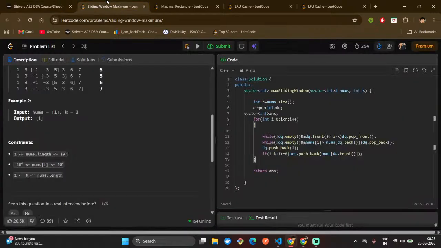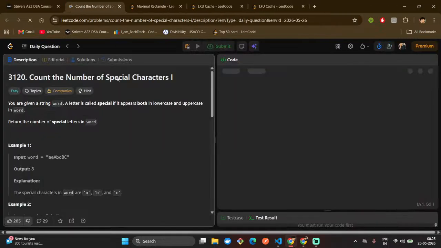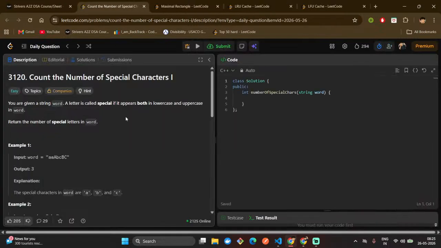Now let's see the problem of today, the POTD problem. It's count the number of special characters. You are given a string word. A letter is called special if it appears in both lowercase and uppercase.